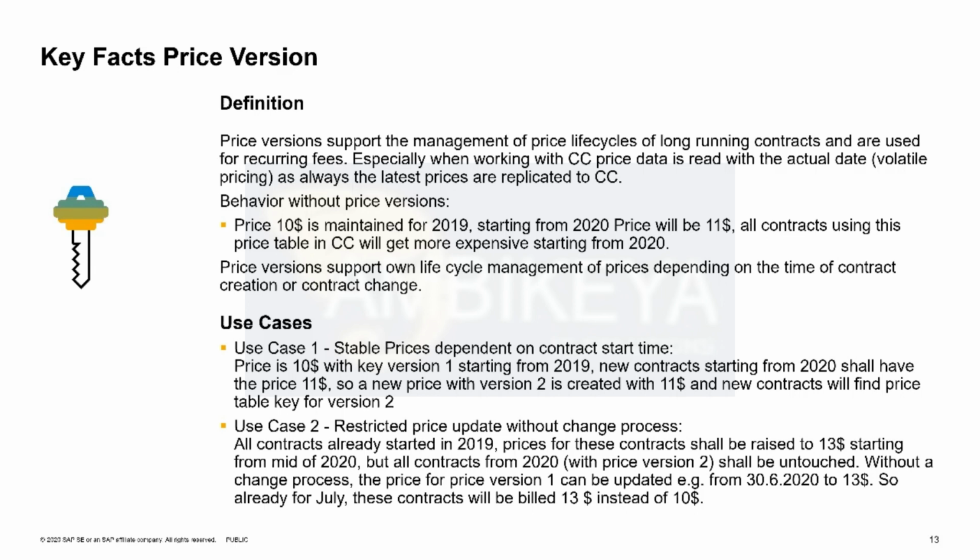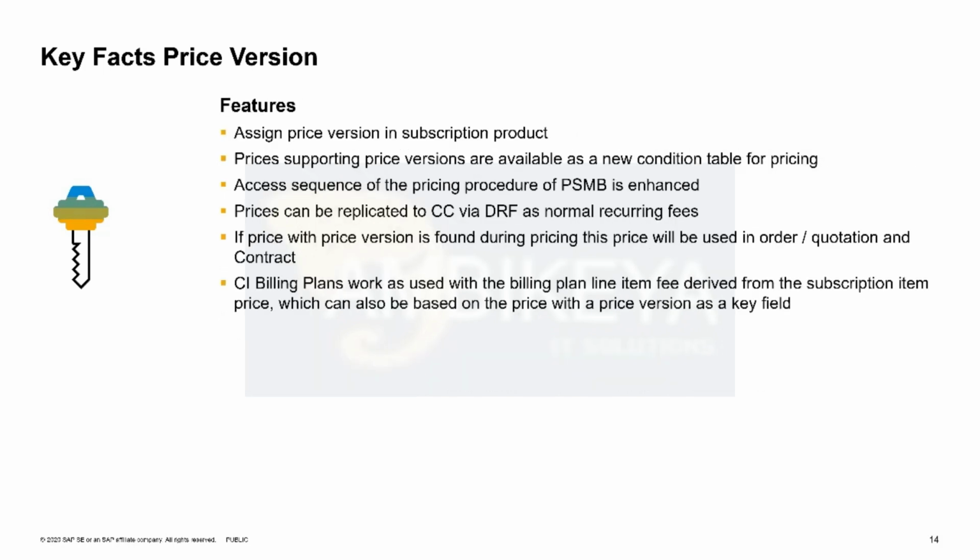And from a feature perspective, it's not too much that happened here. You can assign the price version as described in a subscription product. It's a field where you can say use either this version or that one. And we introduce a new condition table in the pricing procedure. So if a price is applied for a price version, it will be found. If it isn't, it won't be found. And our standard pricing procedure and our standard pricing condition type support this functionality.